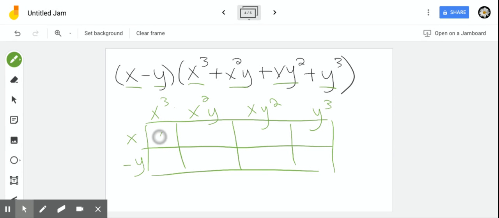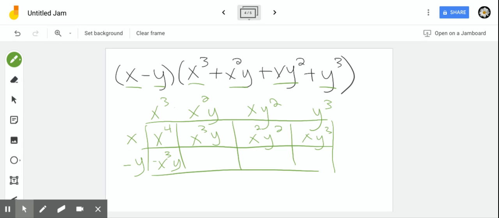x times x cubed is x to the fourth. x times x squared y is x cubed y. x times xy squared is x squared y squared. And x times y cubed is xy cubed. Second row, I get negative y times x cubed is negative x cubed y.